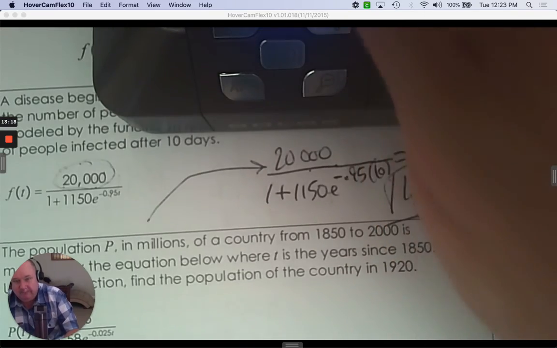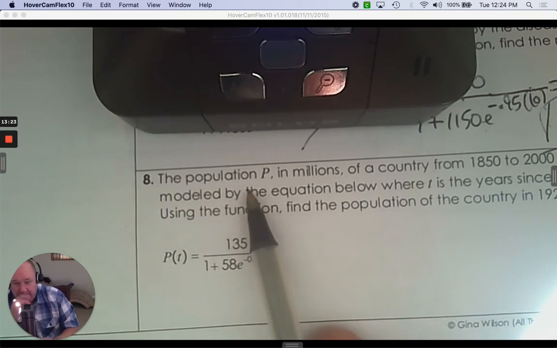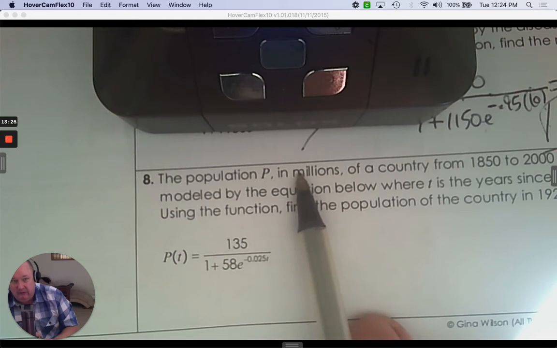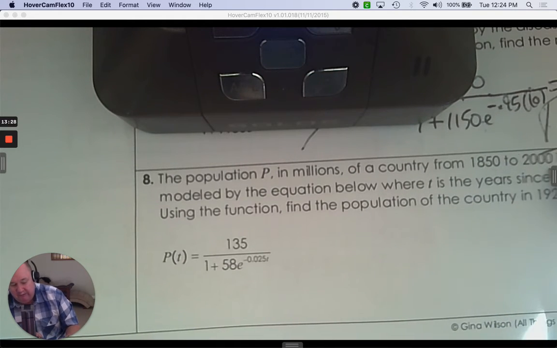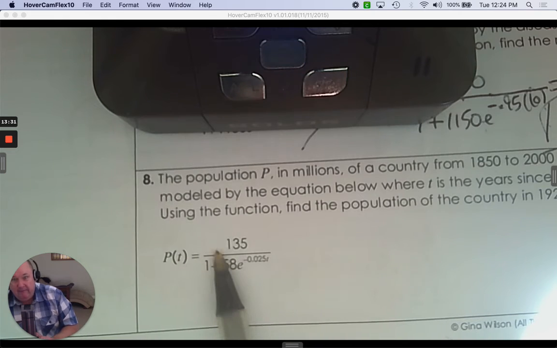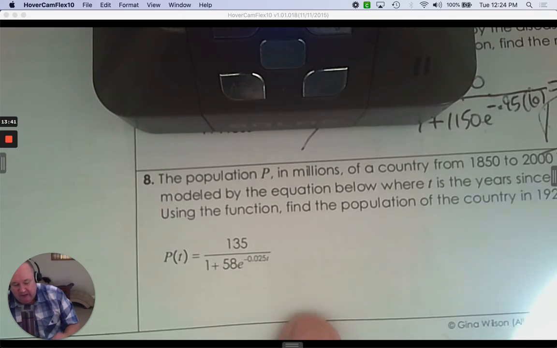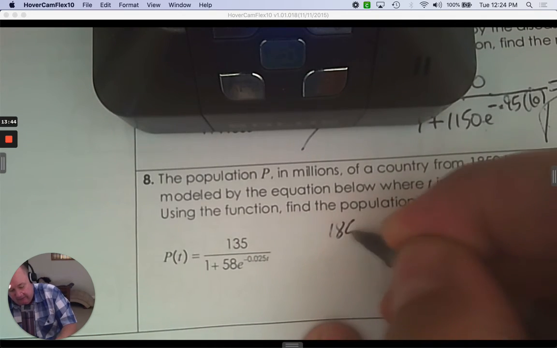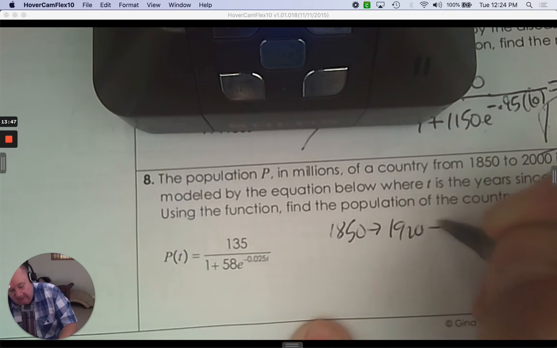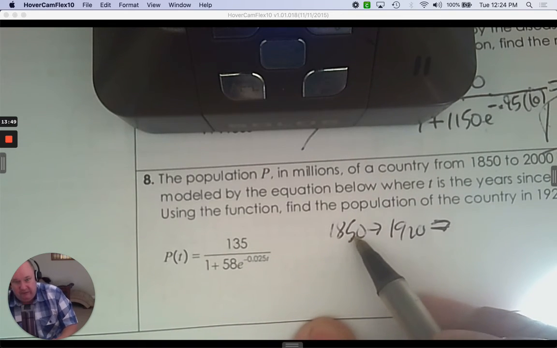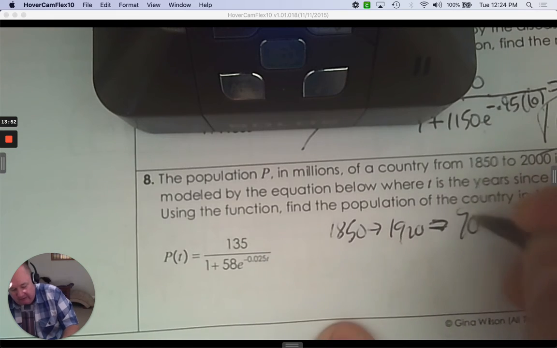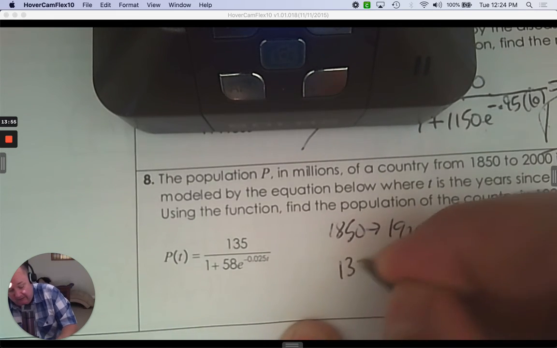Number 8. So a population of P in millions of a country from 1850 to 2000 is modeled by it. So we have 135 million. That's like the top of the population. It says find the population of the country in 1920. So the only challenge really is from 1850 to 1920. How many years is that? 1850 to 1920. So that's 70 years. And that's it. So plug in 70 and you have your answer.